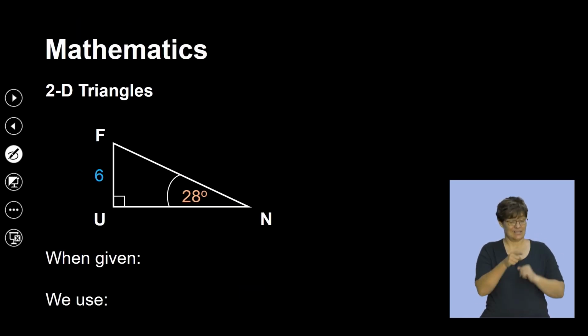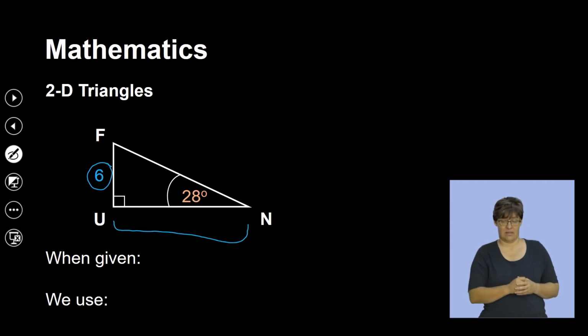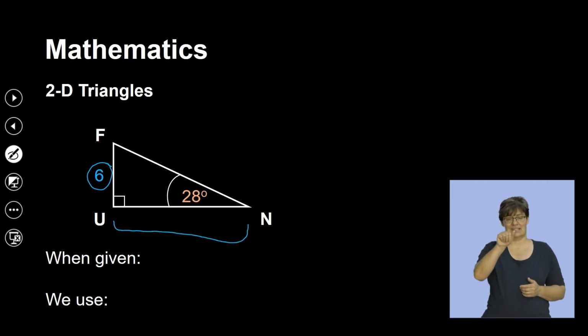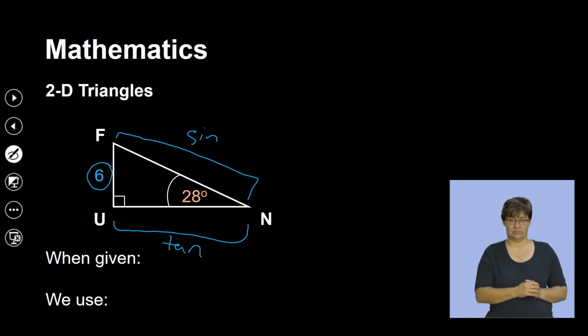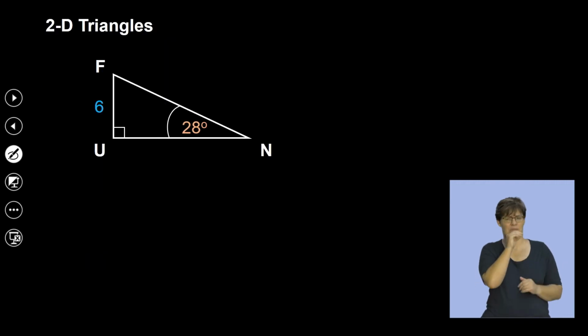Then the last one also is, if now I'm given this side and I'm trying to find maybe UN, I will then use the tan ratio. If I'm trying to find the FN, I will use the sine ratio. With this one, I will use the tan ratio. So let's look at what exactly that means.